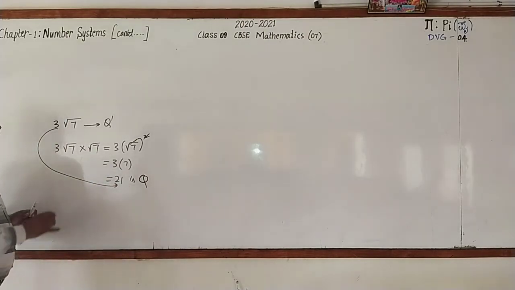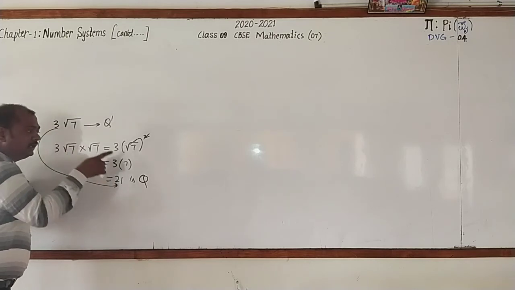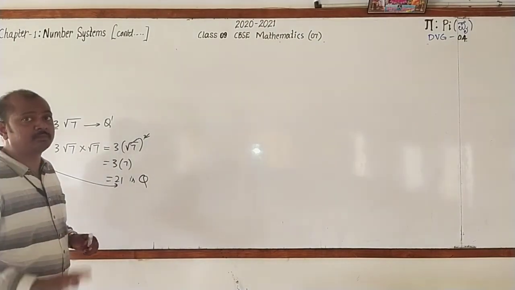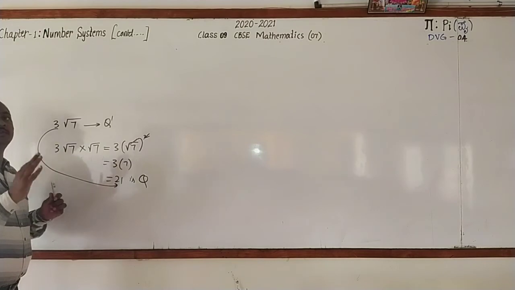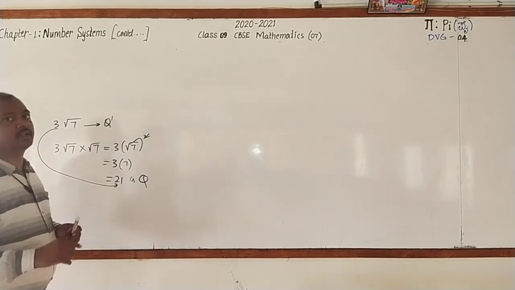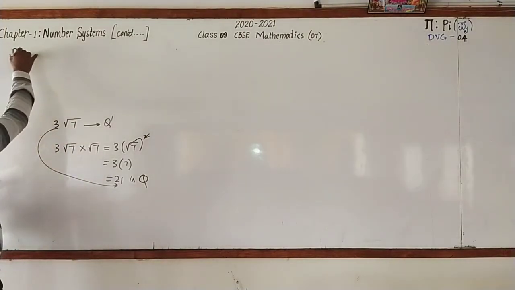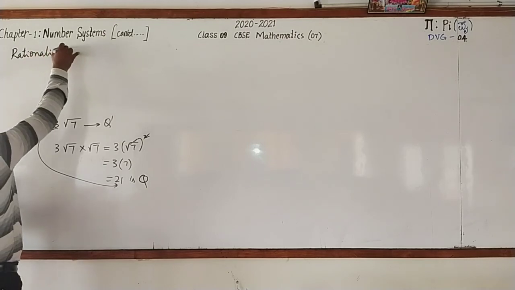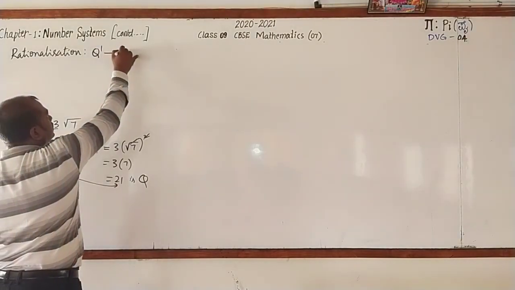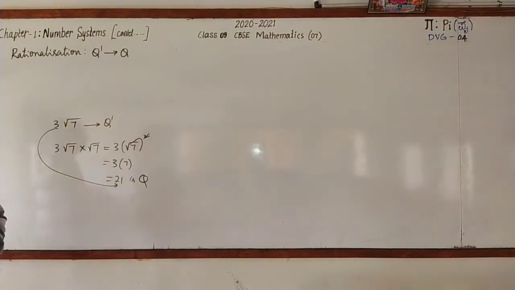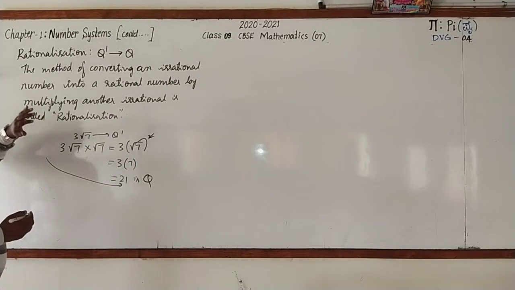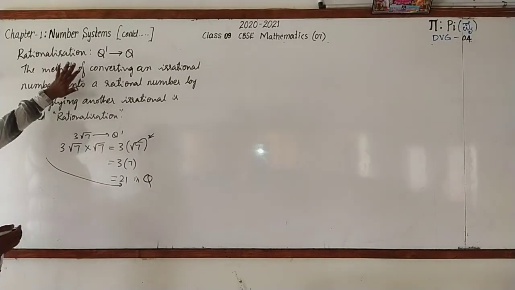So this is the method of converting an irrational number into a rational number. How? By multiplying another suitable irrational number. And that process is known as rationalization. What is it? Rationalization. Now let me write that. See that, the definition is very important. Here we are converting Q dash to Q. Got it? Let me write the definition of it. This is the definition of rationalization.